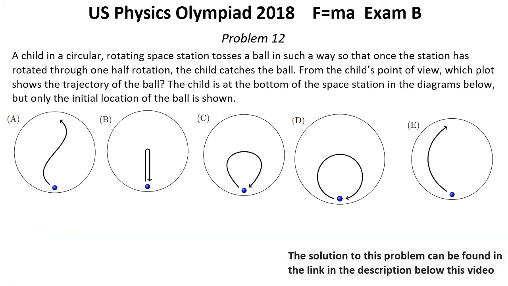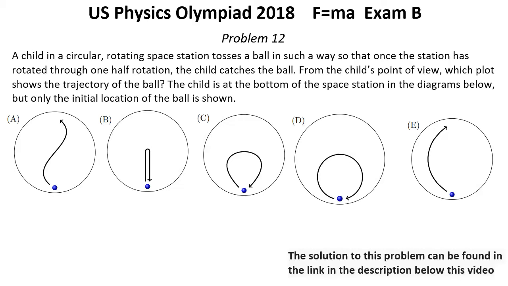Problem number 12. A child in a circular rotating space station tosses a ball in such a way that once the station has rotated through 1/2 rotation, the child catches the ball. From the child's point of view, which plot shows the trajectory of the ball? The child is at the bottom of the space station in the diagrams below, but only the initial location of the ball is shown. Solution for problem number 12.